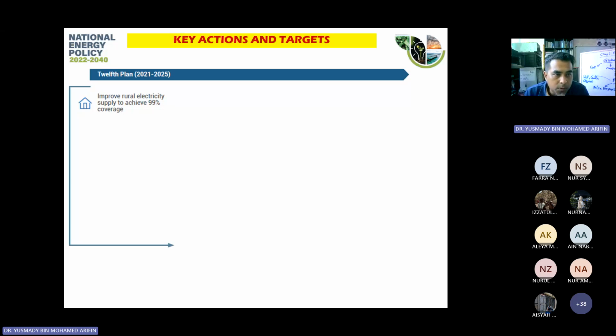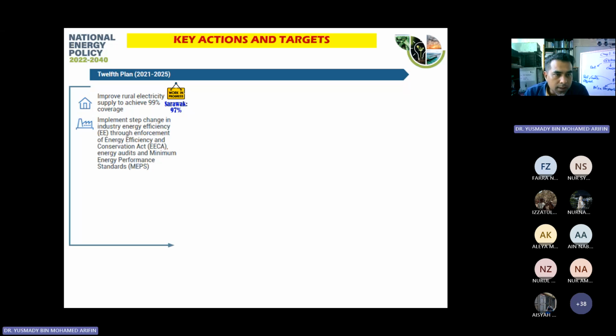First, to improve rural electricity supply to achieve 99% coverage. Probably before 2021, the percentage was far lower than 99%. Looking at the current progress, especially in Sarawak and Sabah, Sarawak for example has achieved 97%. If you compare to previous years, I think 2005, the percentage was maybe around 50 to 60%.